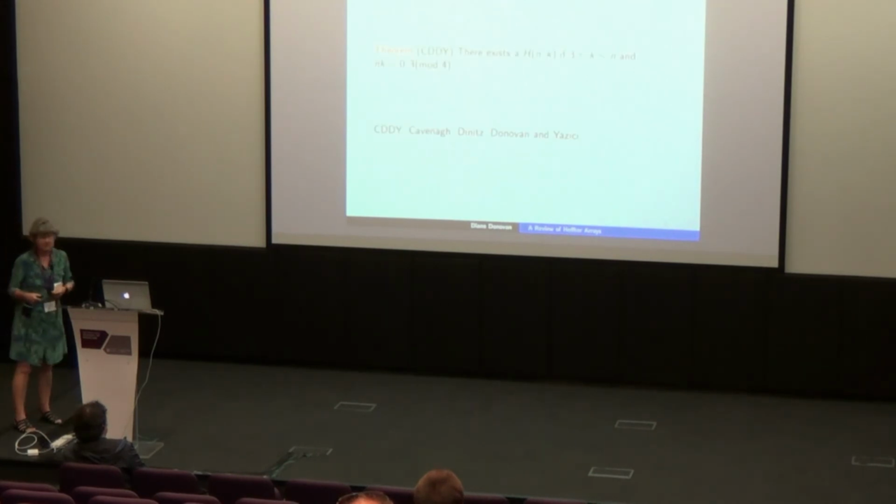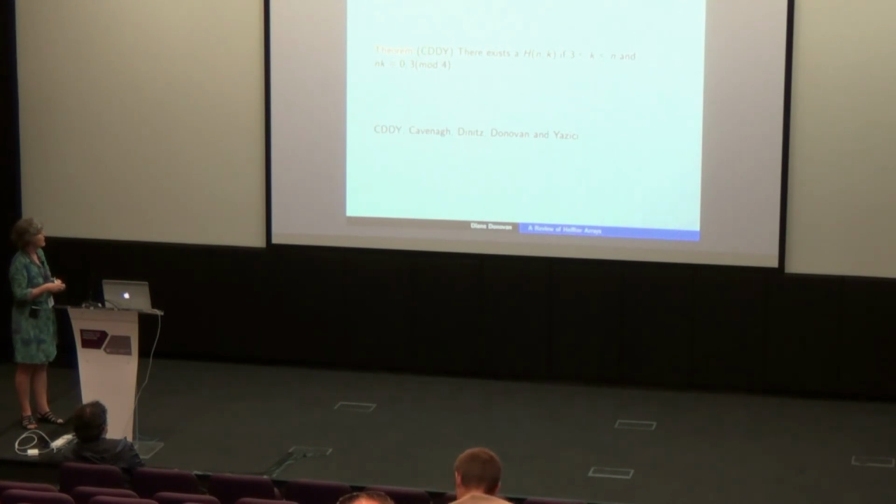Essentially what we've proved is that now there exists a square Heffter array, which is an n by n matrix with k entries per row and column for all possible k in this range, and under the condition that n times k is congruent to 3 mod 4. So that's the result we've got.